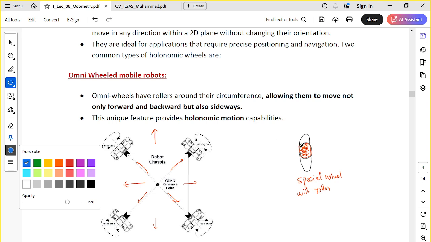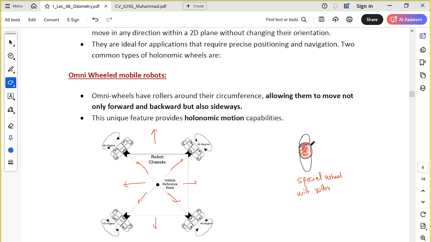They attach rollers like this. So this roller will be in contact with the ground, right? There can be one roller, maybe more than one, two rollers or three rollers, like this. These rollers are free to move, free to rotate about this axis, and then the wheel can move forward and backward also.